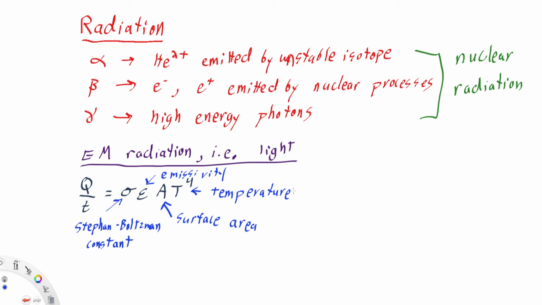So the Stefan-Boltzmann constant, you just look it up. It has a specific value. It's always 5.67 times 10 to the negative 8, as long as you're using SI units. The units of this thing are a little weird. It's joules per meter squared per second per Kelvin to the fourth power.